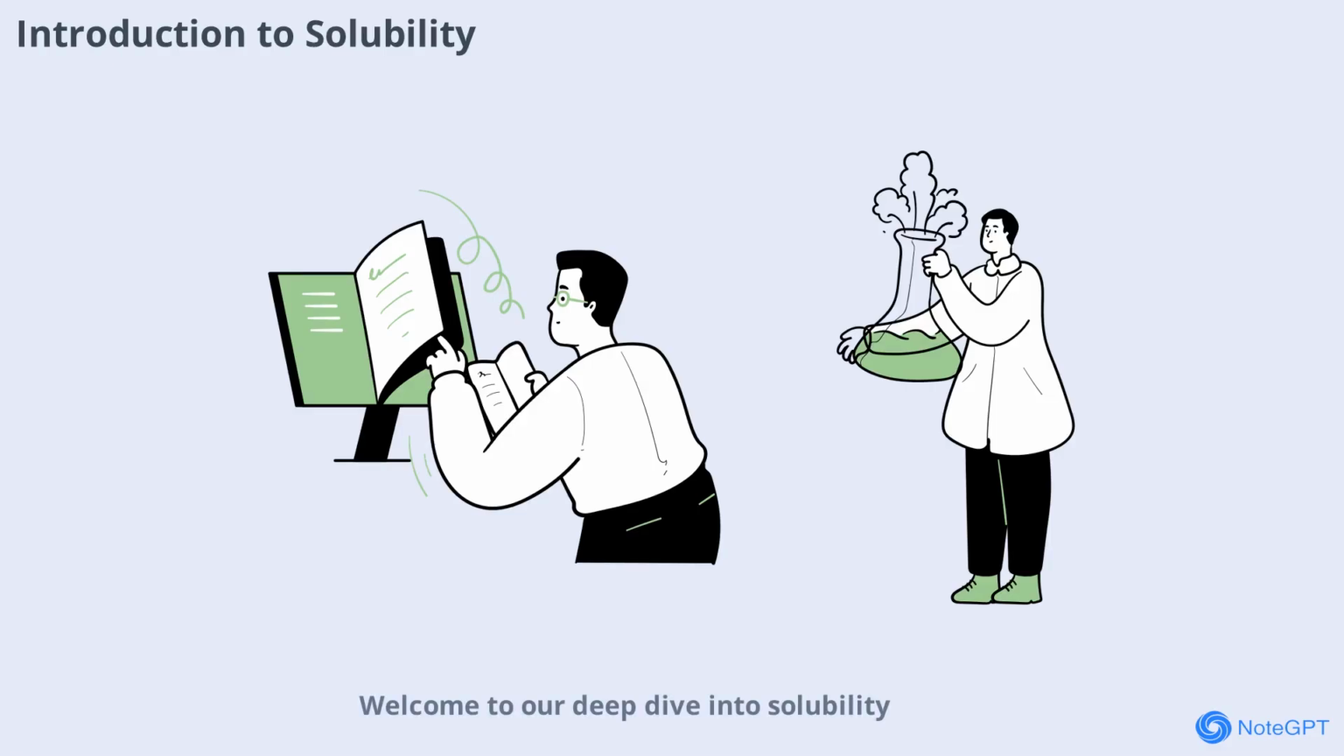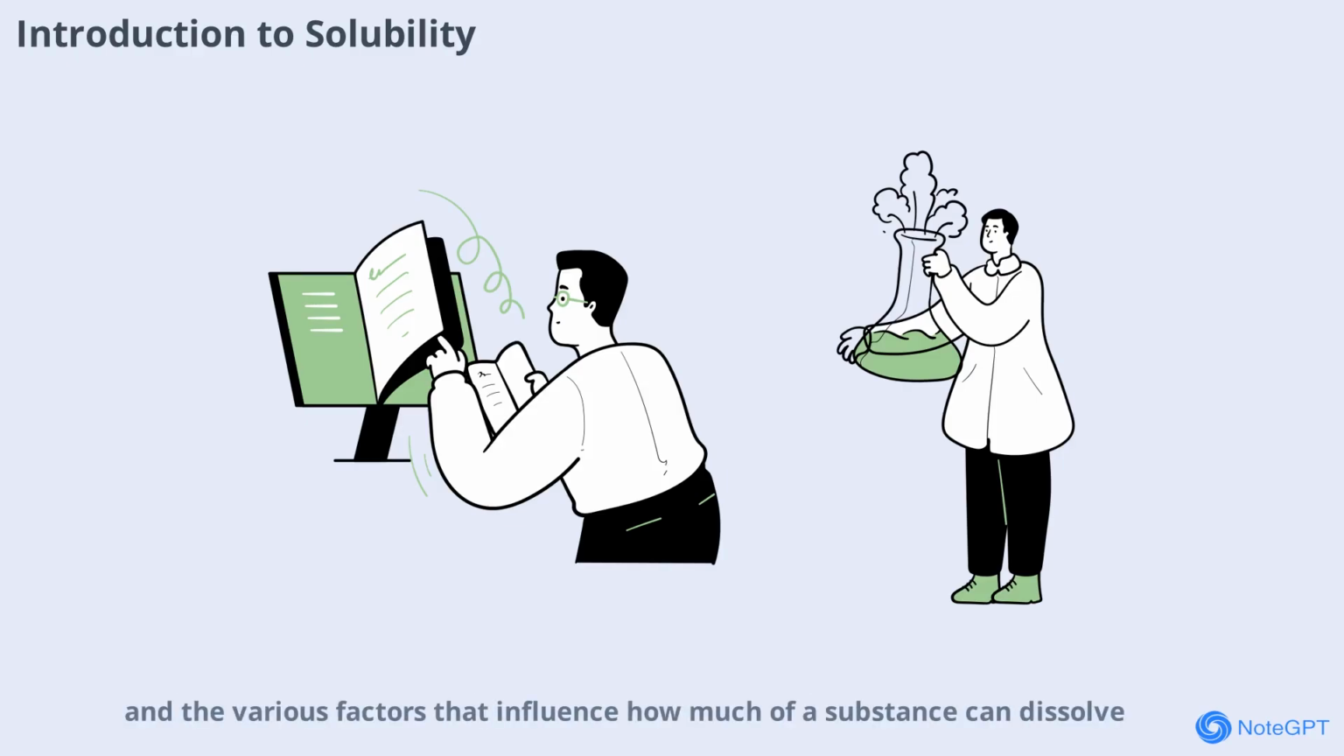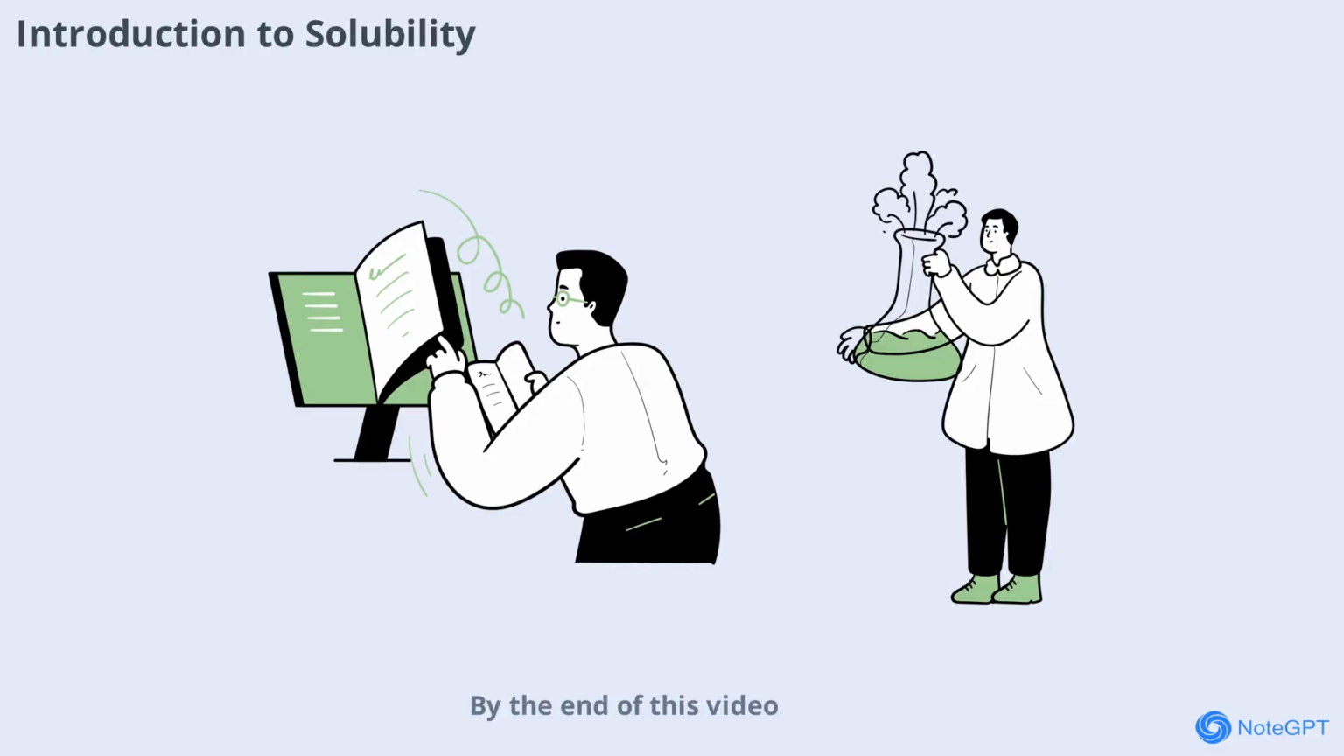Welcome to our deep dive into solubility, a fundamental concept in Class 12 chemistry. Solubility plays a crucial role in understanding how substances interact in solutions, whether in the lab or in everyday life. Today we'll explore what solubility means, the types of solutions you'll encounter, and the various factors that influence how much of a substance can dissolve. By the end of this video you'll have a clear grasp of why some substances mix easily while others don't, and how temperature and pressure come into play.